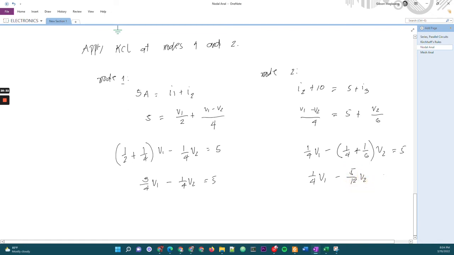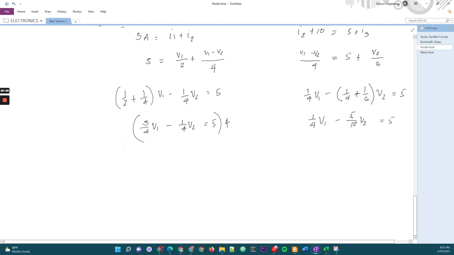V2 equals 5. Okay? So, pwede na ito siya simplify pa further. Kaya itong bangtangon ang kaning fraction. So, we just have to multiply this by 4.